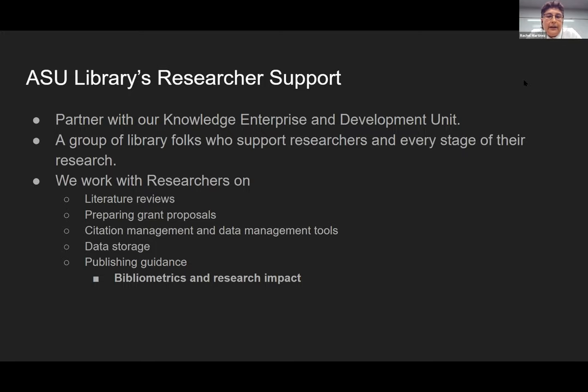But here at the library, we're a group of librarians, data scientists, and other types of experts and researchers who support researchers at every stage of their research. So we work with faculty on literature reviews, preparing grant proposals, which includes data management plans, citation management and data management tools, data storage, and the big one is publishing guidance, particularly with respect to bibliometrics and research impact.